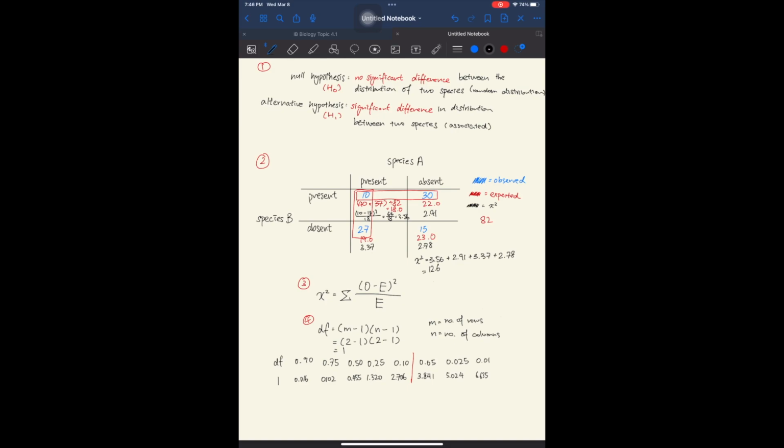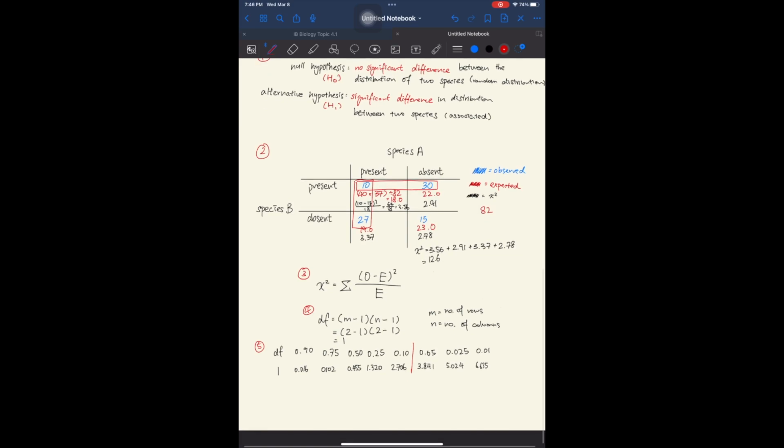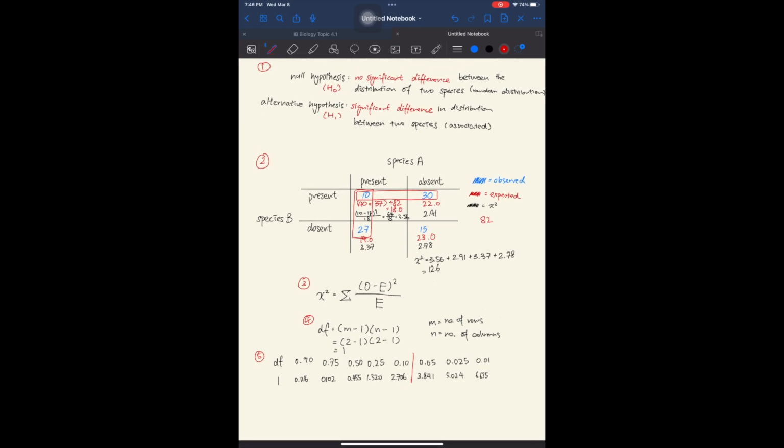So the final step is to identify the p-value. So I've drawn here what is basically a statistics table, and usually this is given in the exam if they do test you on chi-square. But for the sake of our notes here, I've drawn the relevant portion. So we would take our value, 12.6, and look at where it would fall in this row.